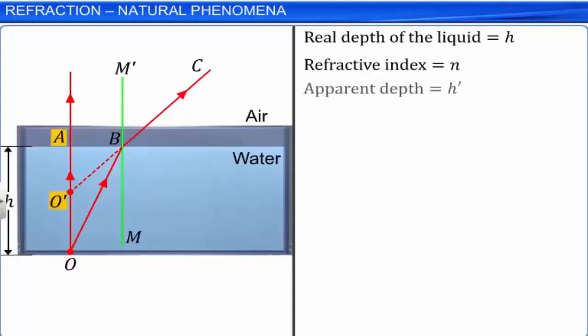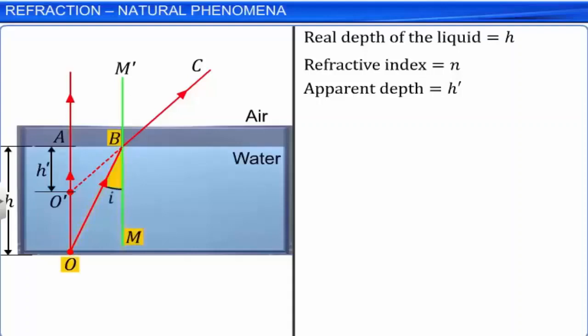This means when an object in a denser medium is viewed from a rarer medium, the apparent position of the object is closer than its real position due to refraction. Let the angle of incidence OBM be I and the angle of refraction M'BC be R.